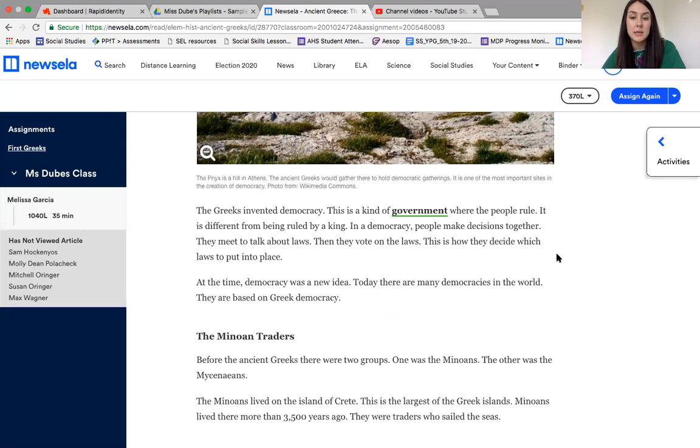In a democracy, people make decisions together. They meet to talk about laws. Then they vote on the laws. This is how they decide which laws to put into place. At the time, democracy was a new idea. Today, there are many democracies in the world. They're based on Greek democracy.